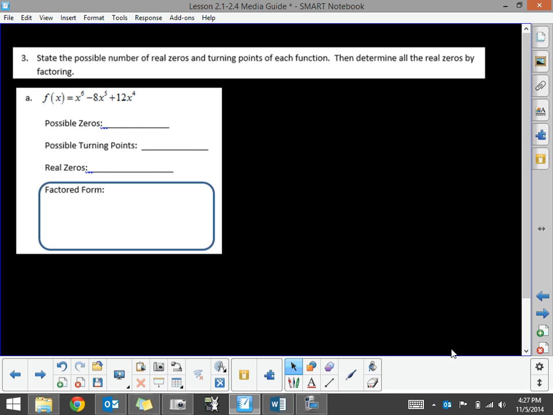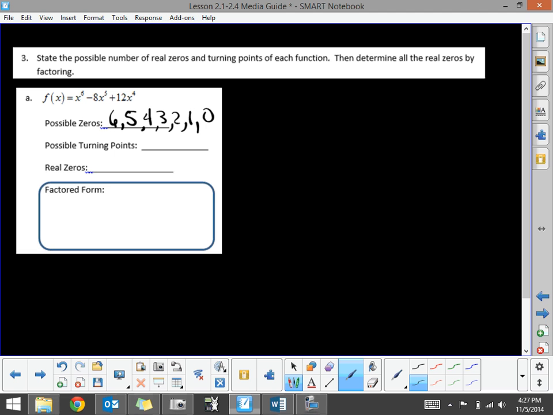So in 3a, it's a 6-degree polynomial. Because it's a 6-degree polynomial, it has a total possible, doesn't mean that they are, but there's a possibility that it can have 6 real zeros, 5, 4, 3, 2, 1, and 0. Because it's even, it could miss the axis completely.